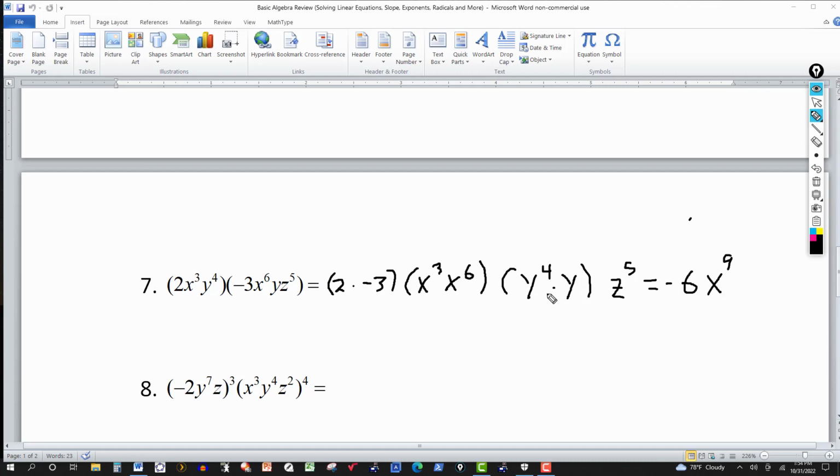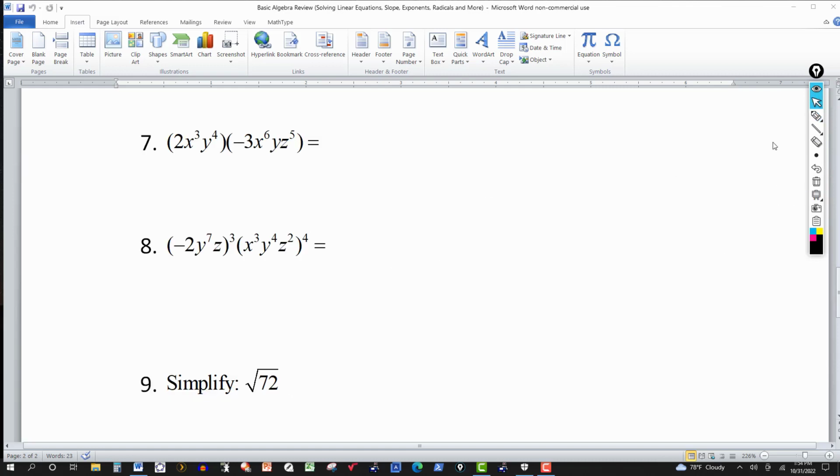Y to the 4th, y to the 1st, bring down the base, that's y. 4 and 1, remember this is understood to be a 1, that's 5. And z, it's only one term of z to the 5th. So we're multiplying powers of the same base: you bring down the base, you add the exponents. The next one is a similar problem, except this one has parentheses and then a power.